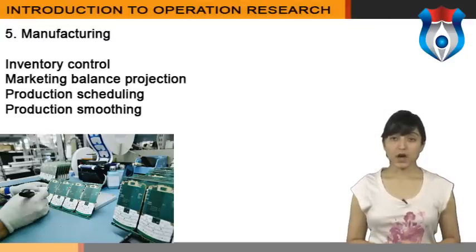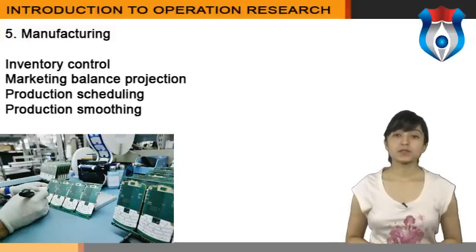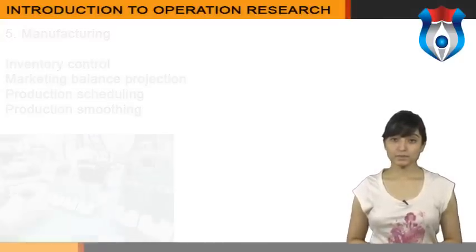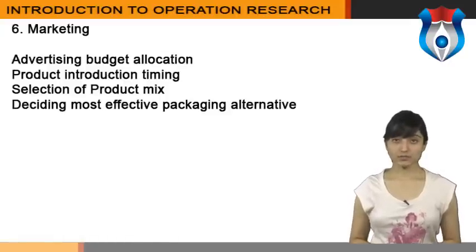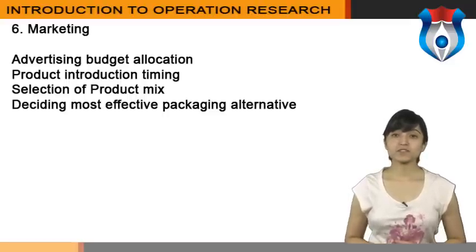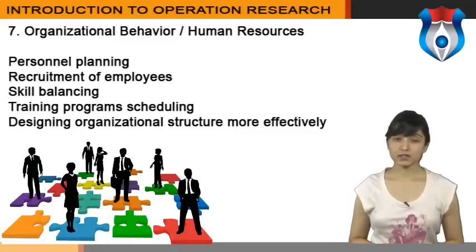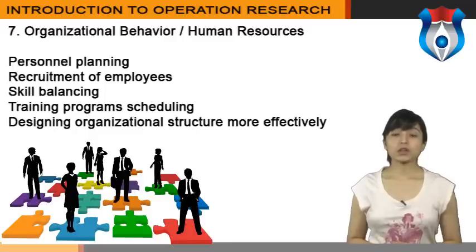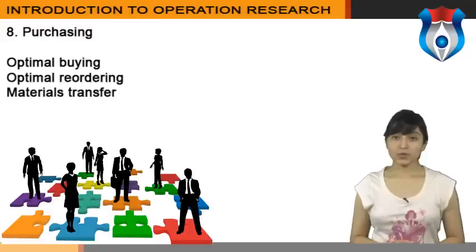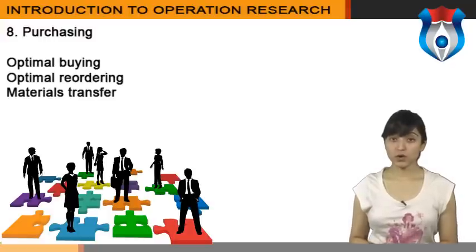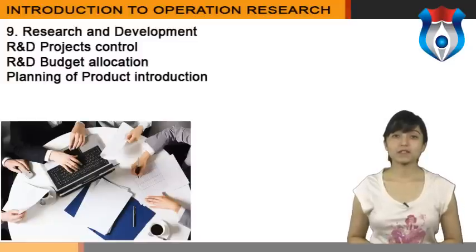inventory control, marketing balance projection, production scheduling, production smoothing, marketing, advertising budget allocation, product introduction timing, selection of product mix, deciding most effective packaging alternative, organizational behavior, human resources, personnel planning, recruitment of employees, skill balancing, training program scheduling, designing organizational structure more effectively, purchasing, optimal buying, optimal reordering, materials transfer, research and development, R&D projects control, R&D budget allocation, planning of product introduction.